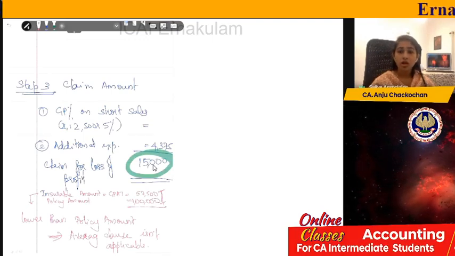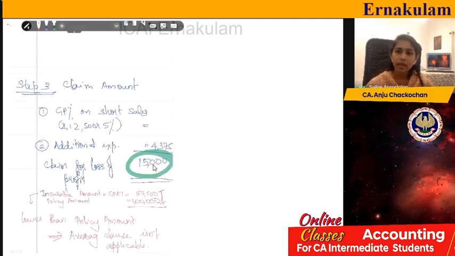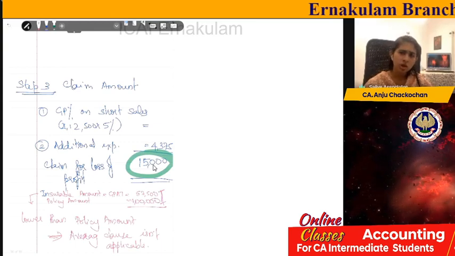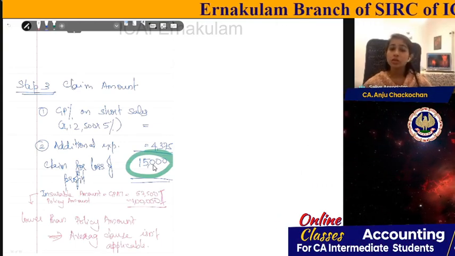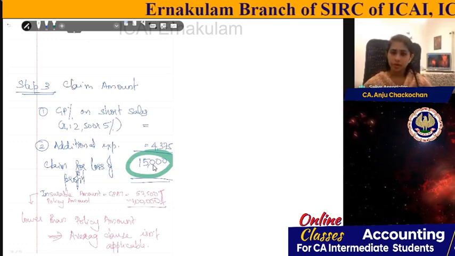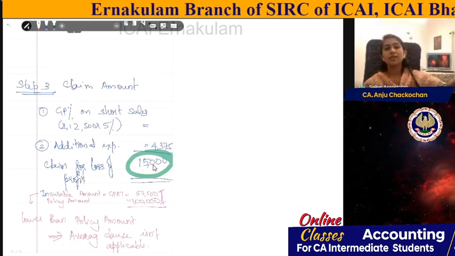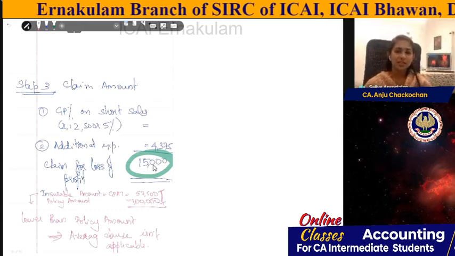Can loss of stock be claimed? Obviously, yes. We computed that yesterday, right? Loss of stock can also definitely be claimed. We can claim both: loss of stock can be claimed, and even loss of profit can also be claimed.